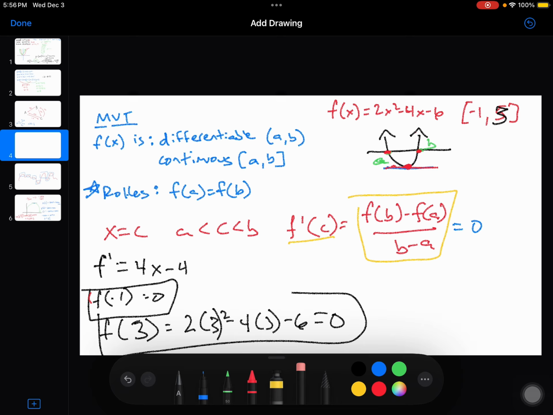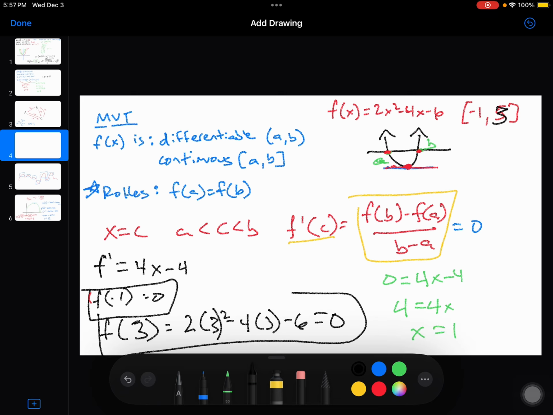But let's just double, triple check for consistency's sake. And so 0 is going to be our derivative. We're going to set that equal to 4x minus 4. And solve for x, we get 4 is equal to 4x, and then x is equal to 1. That's where our vertex is.